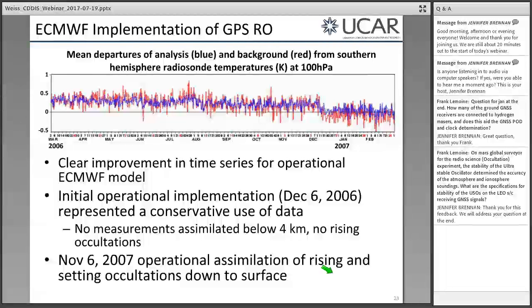And you can see where they started doing it. You see a real change there in the difference. This time series is showing the difference between radiosonde temperatures and their analysis at co-located regions. Once they started simulating the RO data from COSMIC-1, they saw a reduction in the bias seen in this time series, which is of course very nice.